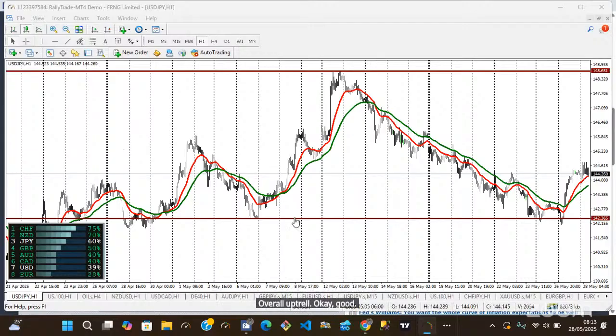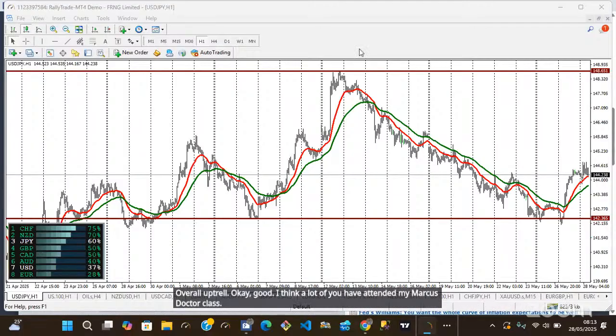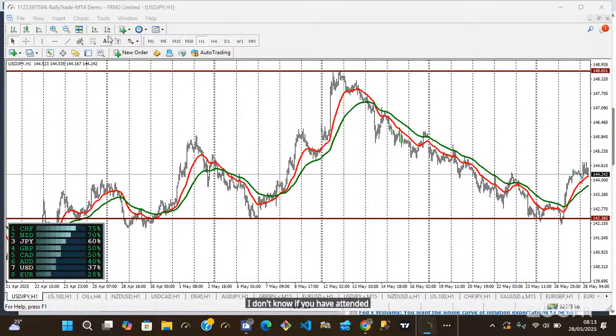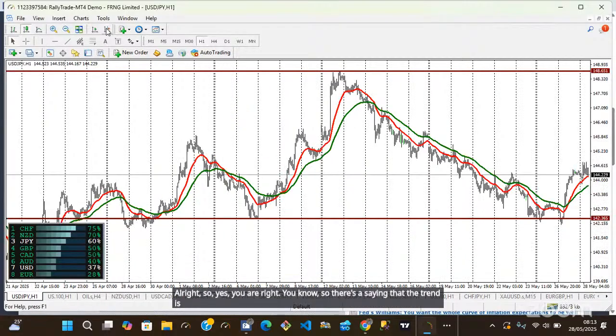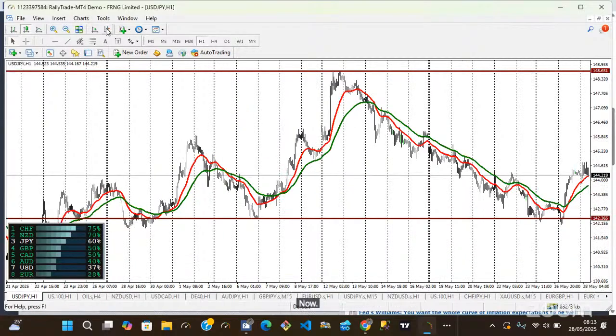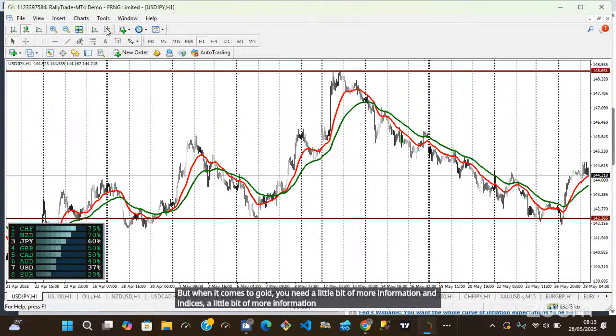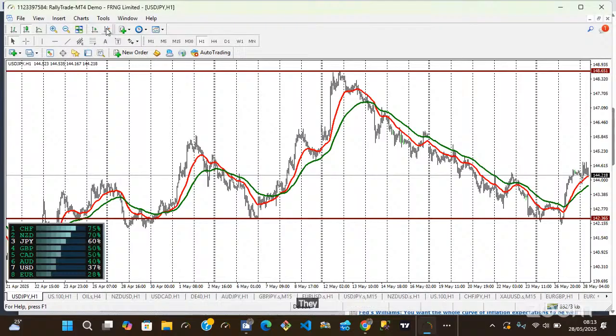I think a lot of you have attended my market structure class. So yes, you are right. There's a saying that the trend is your friend until the bend. Whatever I'm telling you now, you can apply to almost anything. But when it comes to gold and indices, you need a little bit more information. But currencies, trust me, look like the simplest and easiest to trade.